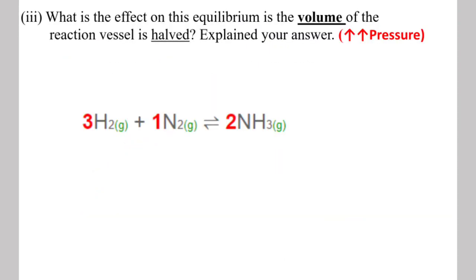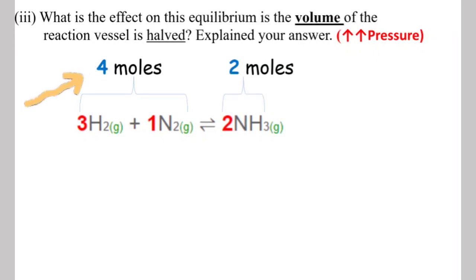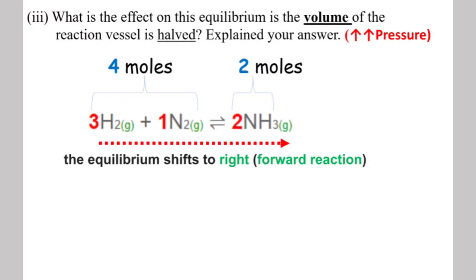By referring to the chemical equation, the reactant side or the backward reaction produces 4 moles of gas, while the product side or the forward reaction produces 2 moles of gas. Now, we can say the following. Increasing the pressure will favor the forward reaction and shift the equilibrium position to the right. This is because the forward reaction produces fewer moles of gas than the backward reaction, and this will oppose the change by reducing the pressure.